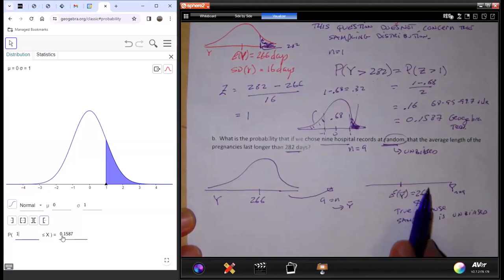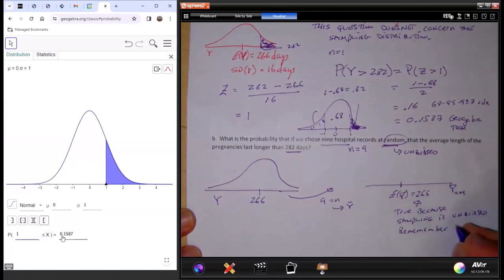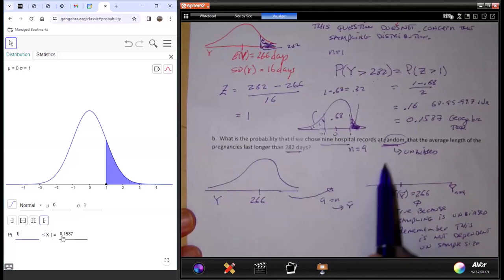Does this value here, the center, depend on my sample size? And the answer is no. Again, remember, this is not dependent on sample size. Sometimes people confuse the central limit with this being equal to this. No, this is something entirely different. This is all about the sampling procedure being unbiased. The central limit theorem only has to do with the shape.